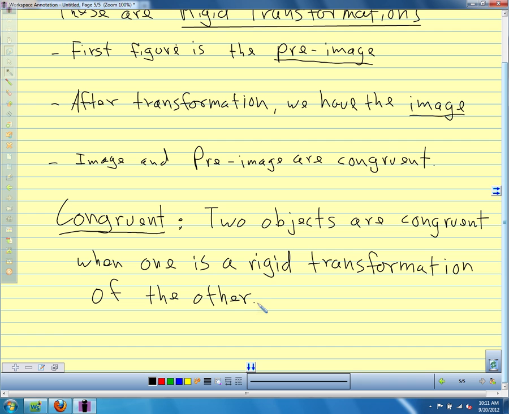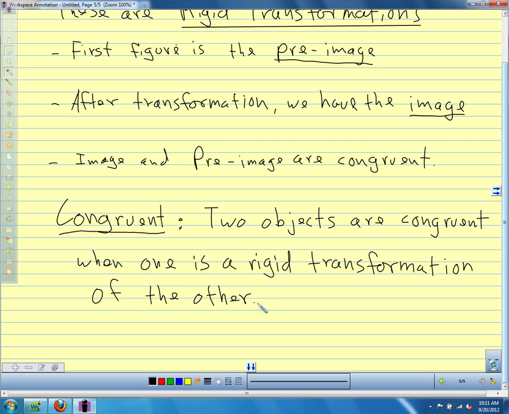This is the technical way we tell if things are the same size and shape. If we can take the pre-image, we can translate it, we can rotate it, and we can reflect it in some way so that it's right on top of the image and they're exactly the same. That's how we tell if they're congruent. So if we can do some combination of rigid transformations to get from the pre-image to the image, that's how we know when things are congruent.